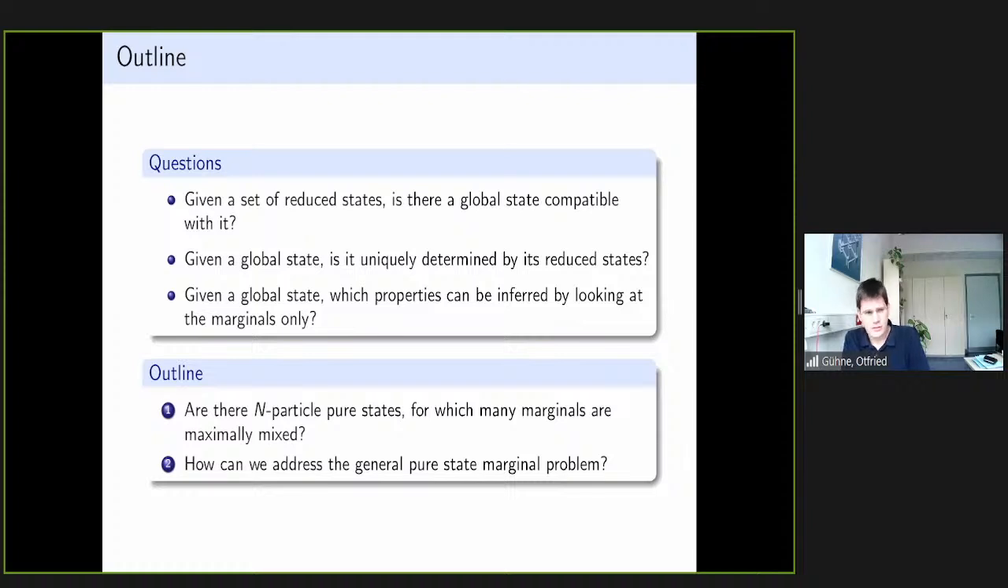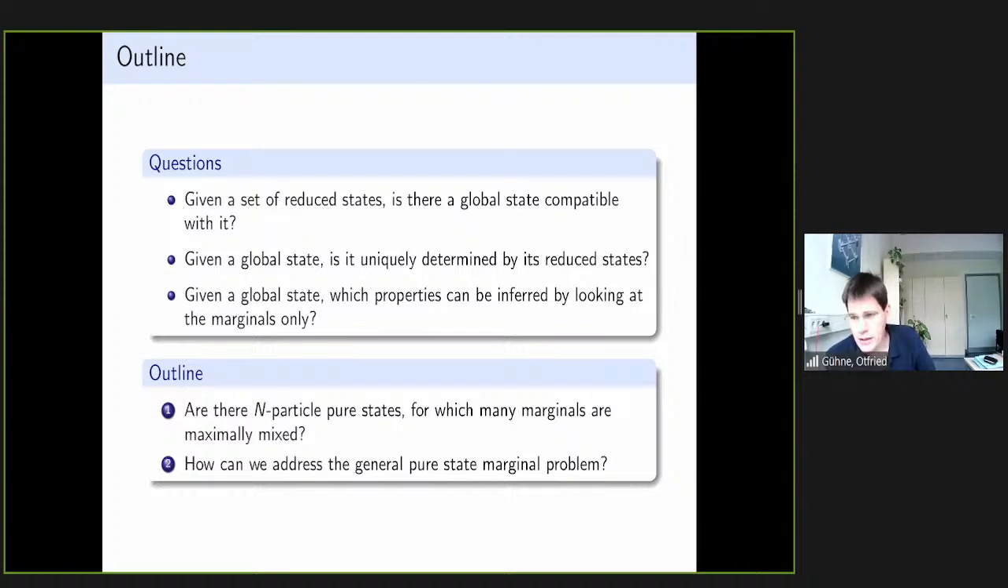In my talk, I will mainly talk about two questions. The one thing is some extension of this problem, namely, if you ask for pure states for which many marginals should be maximally mixed. So in a sense, you want to have an absolutely maximally entangled state. And the question is, when can you do that, how can you find such states, and how can you maybe also find proofs that they don't exist?